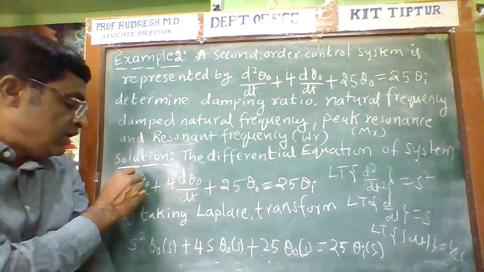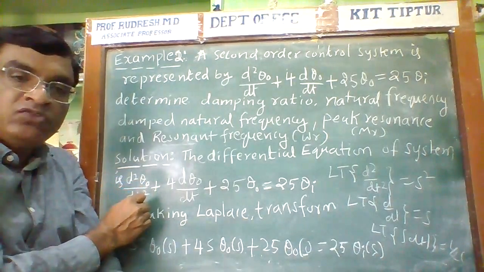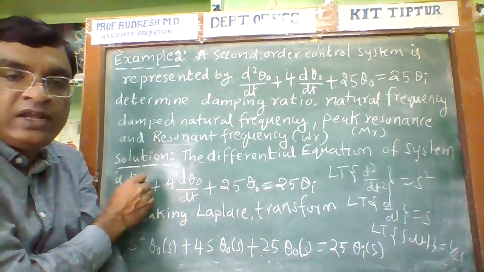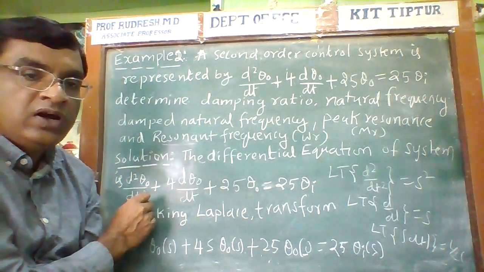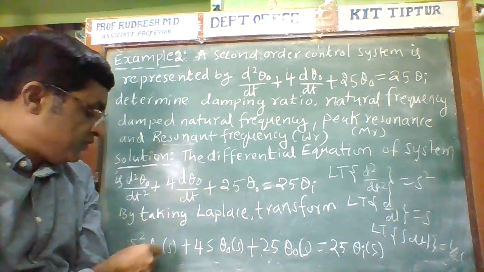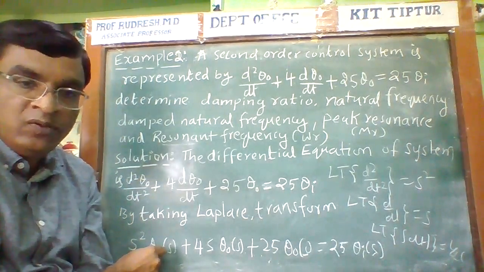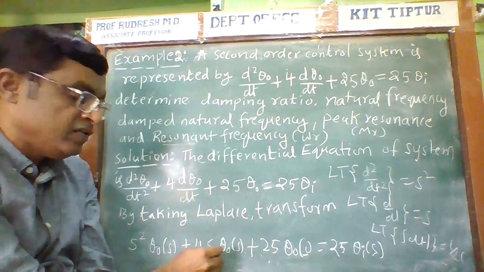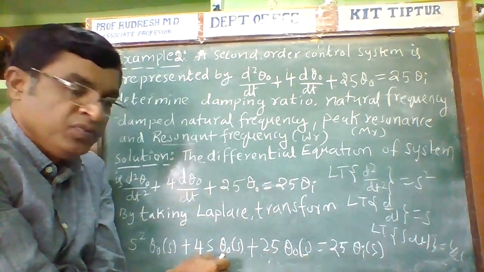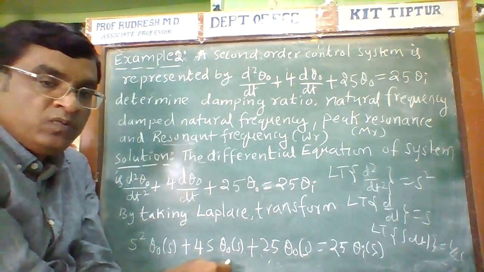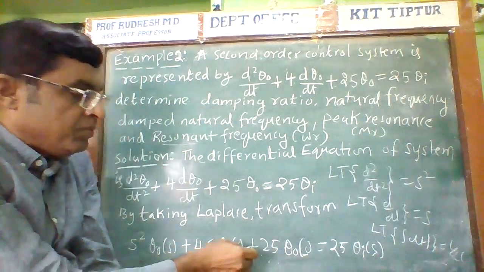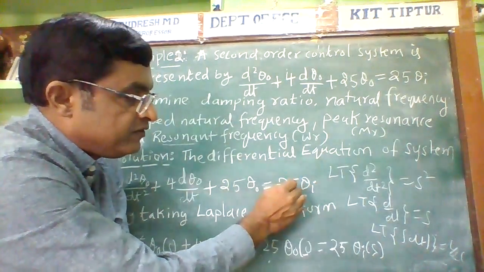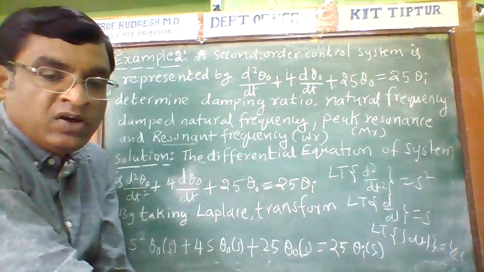Therefore, the Laplace transform of d square by dt square of theta o(t) is s square theta o(s), plus 4 into s theta o(s), because the Laplace transform of d by dt is s, plus 25 into theta o(s). On the right hand side, 25 theta i(s) is there.